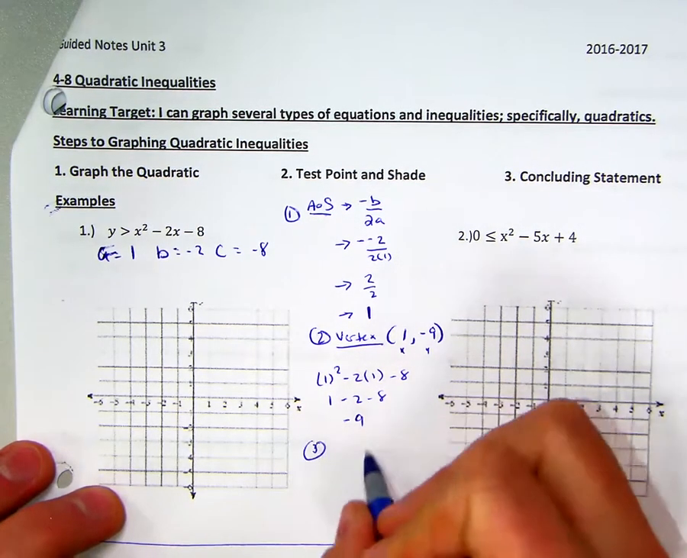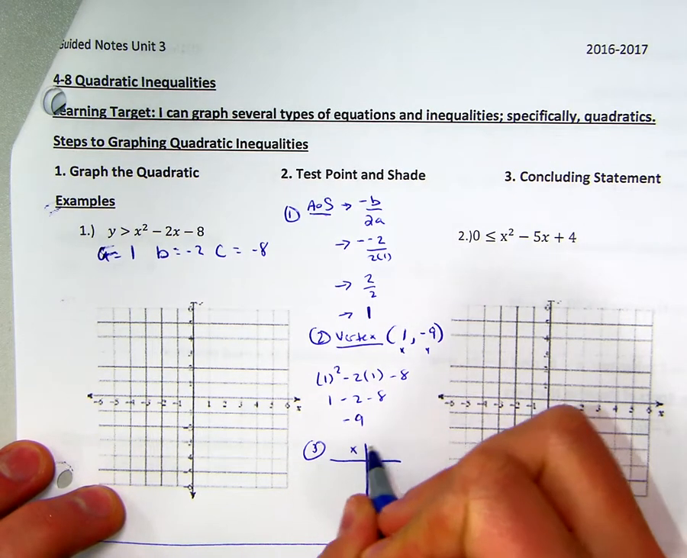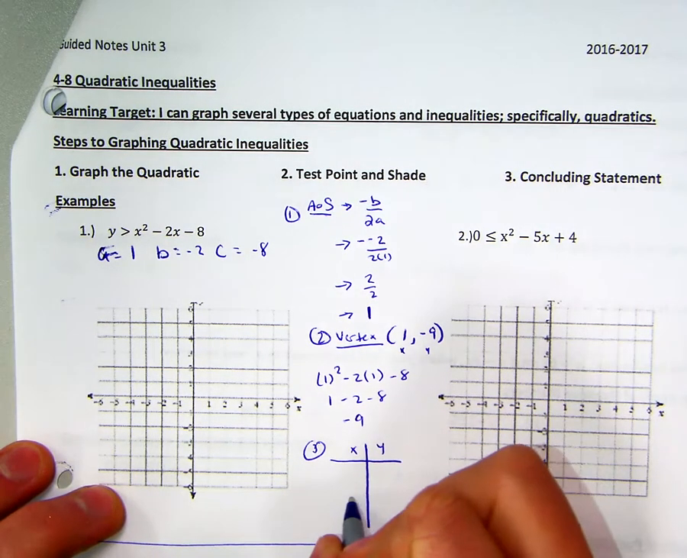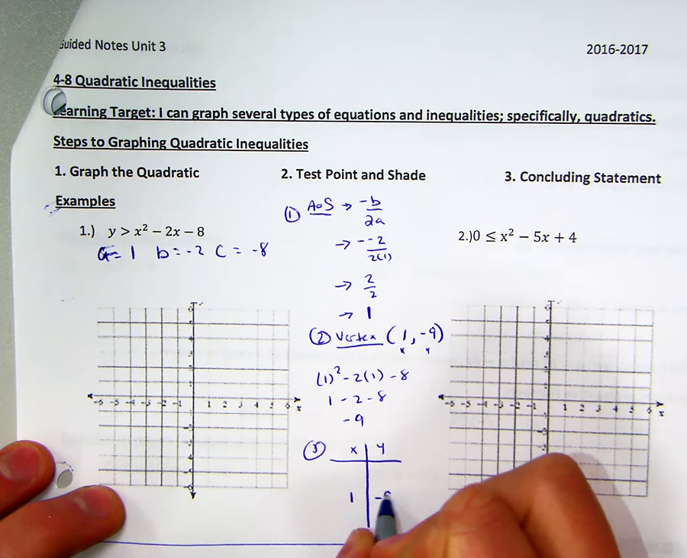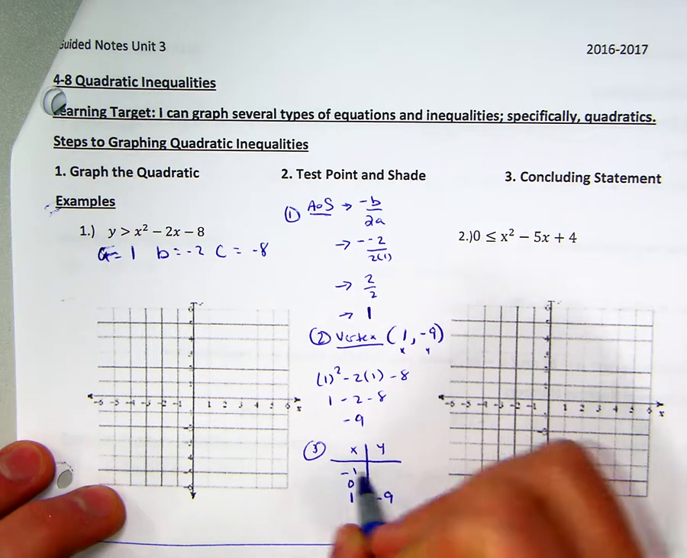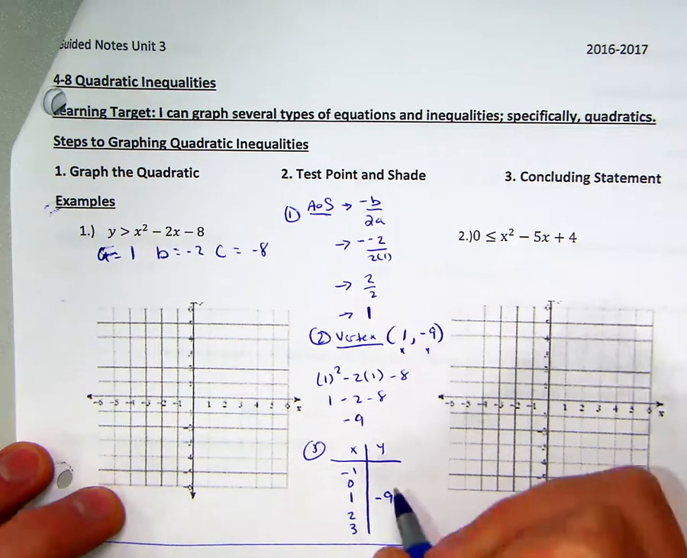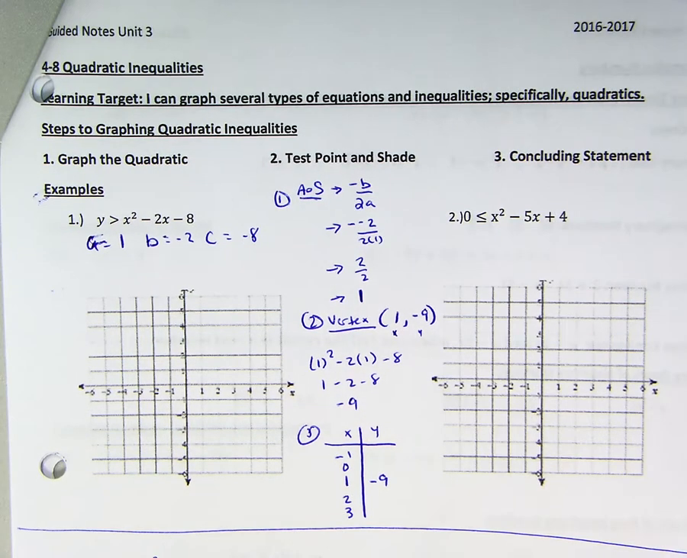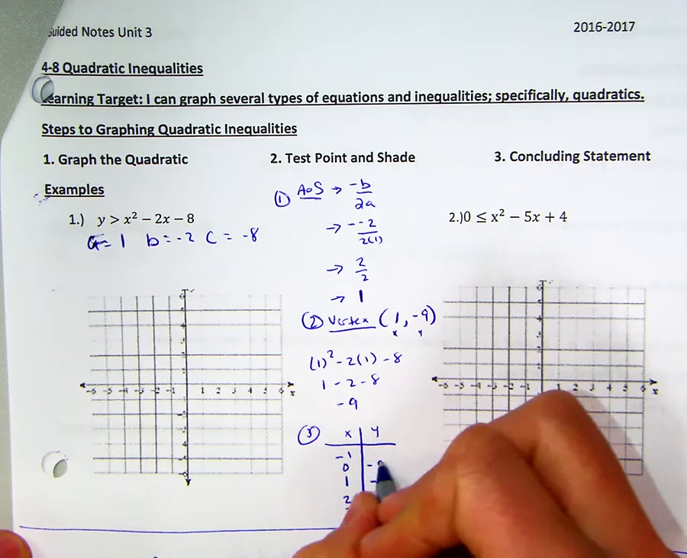And then our third part for graphing, we make the xy chart. We put our vertex in the middle. We go 2 points below, 2 points above. So we have -1, 0, 1, 2, and 3. And then we're going to plug in our values. So we plug in 0. So 0 squared is 0 minus 2 times 0 is 0, and we get -8.